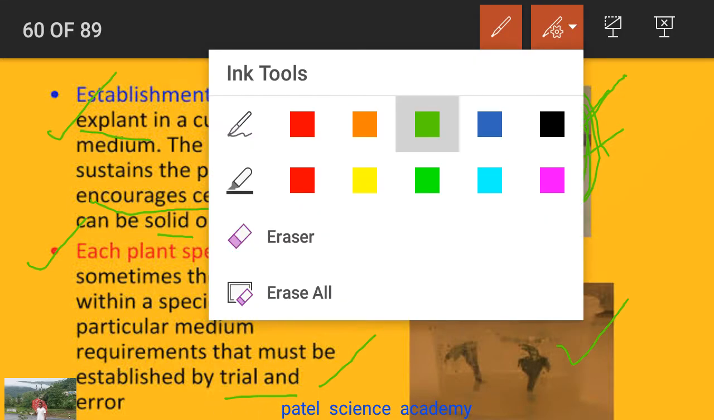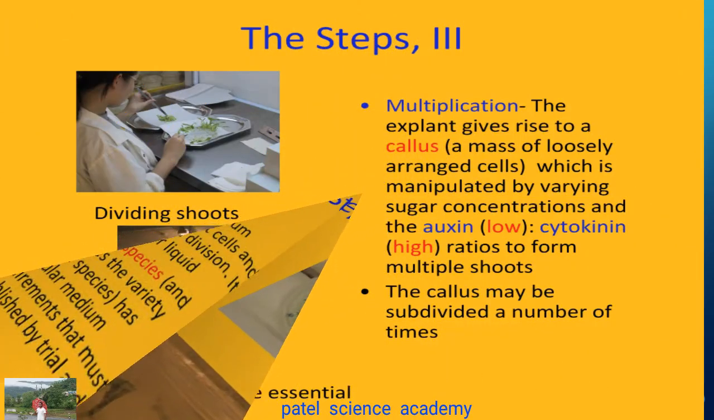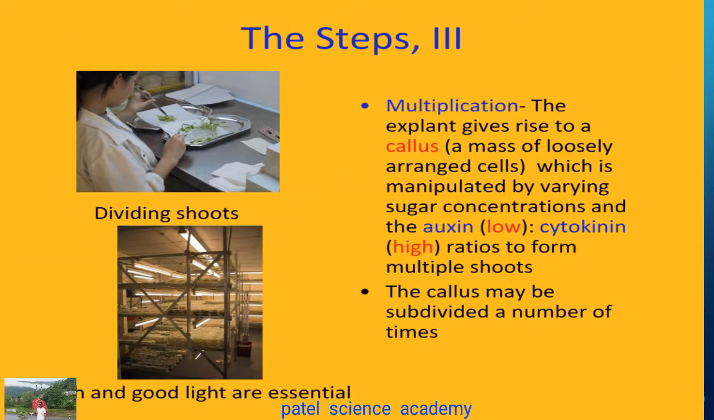So I hope you have understood about the second step, in which the explant you have collected in the first step, you have to insert it into this nutrient medium, and that nutrient medium will provide all the nutrients to this explant, and it will start cell division, it will start growing and will be converted into the next step. That next step, you are familiar with, is called the callus formation.